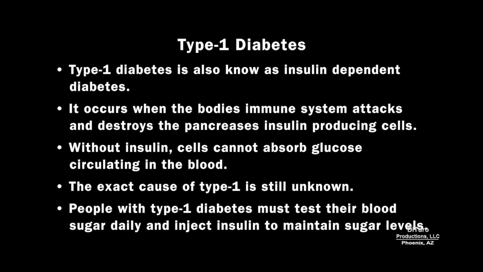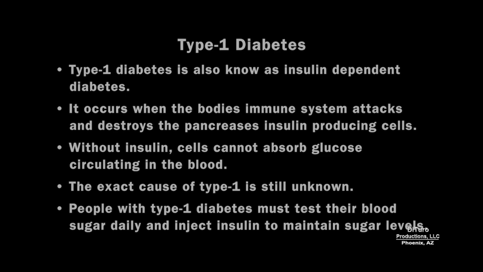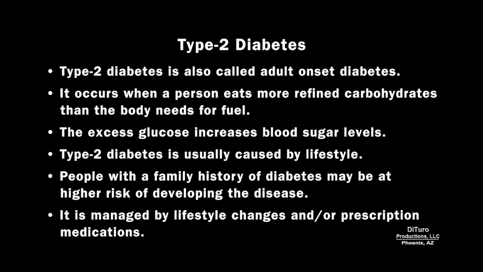People with type 1 diabetes must test their blood sugar 1 or more times daily and inject insulin to maintain sugar levels. Type 2 is also called adult onset diabetes. It occurs when a person eats more refined carbohydrates than the body needs for fuel. The excess glucose increases blood sugar levels.